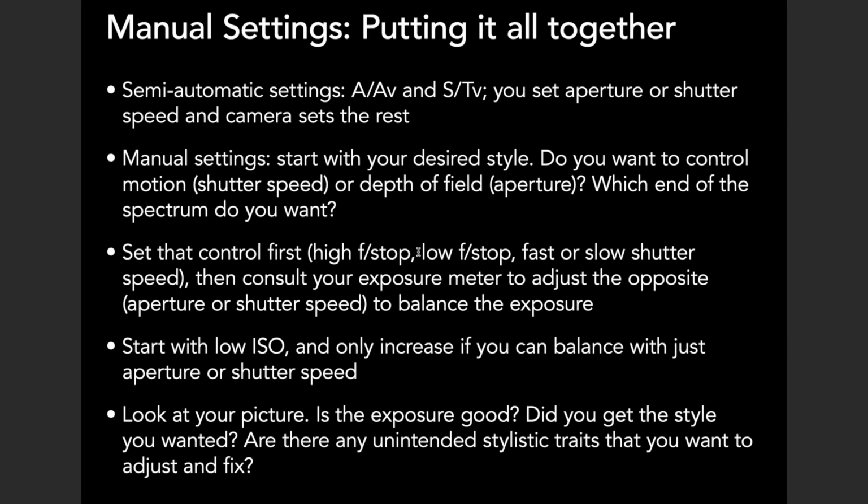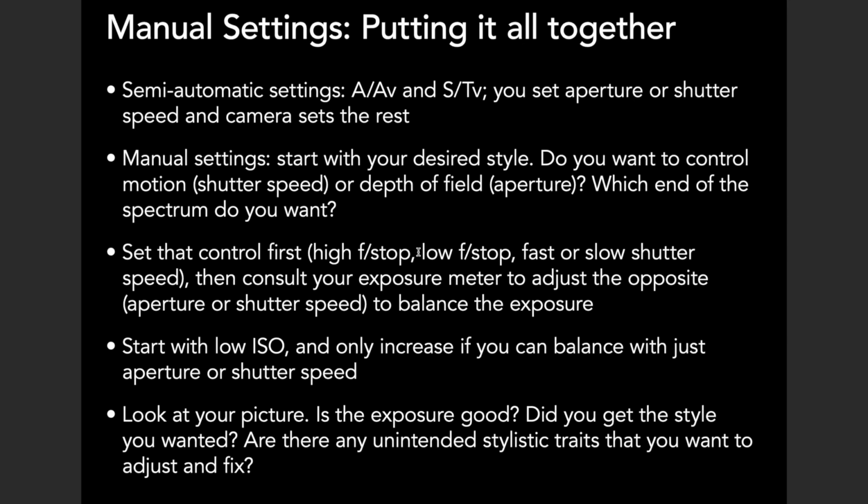Now let's say that I have such a fast shutter speed that I can't balance my aperture enough, or I start to blur out the background more than I want to blur out the background. That's when I can use ISO to boost the exposure. So always start with a low ISO, and then only increase the ISO if you can't create the balance that you need with aperture or shutter speed. But always start with aperture and shutter speed and then use ISO as a third thing to balance.